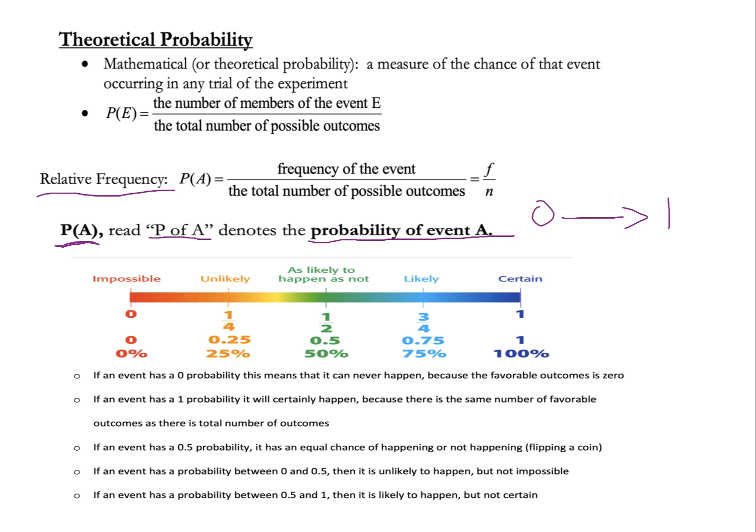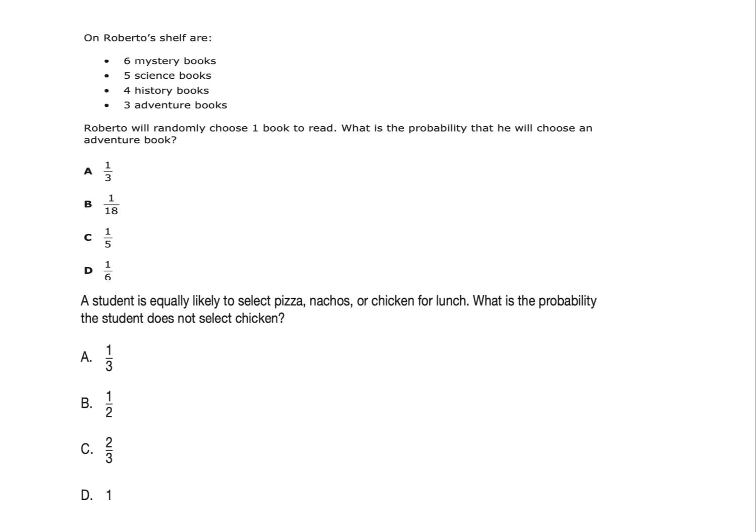Let's look at some examples. I've tried to find different examples that show the range of probability questions. My first question states, on Roberto's shelf are 6 mystery books, 5 science books, 4 history books, and 3 adventure books. Roberto will randomly choose one book to read. What is the probability that he would choose an adventure book? So how many adventure books does he have? He has 3 over the total number of books.